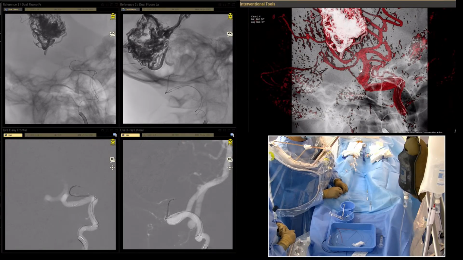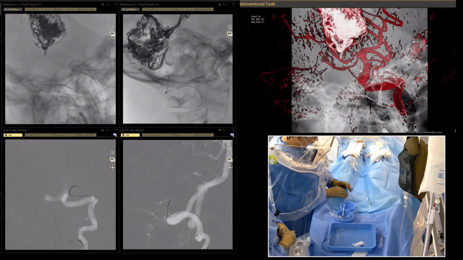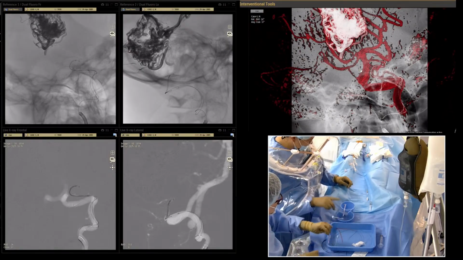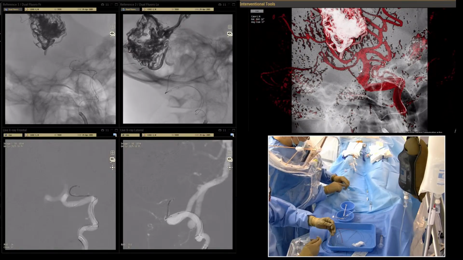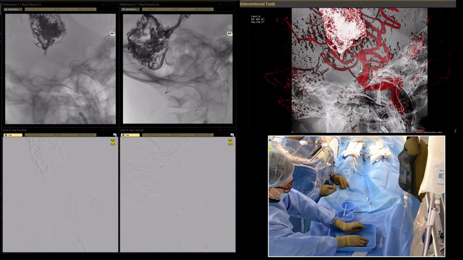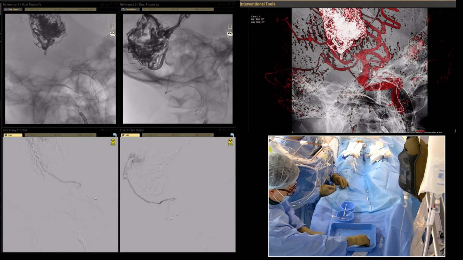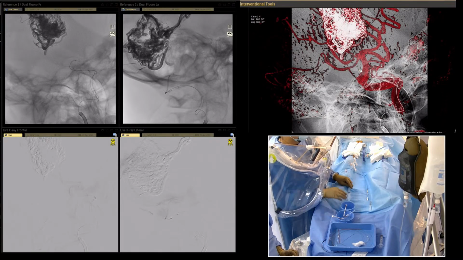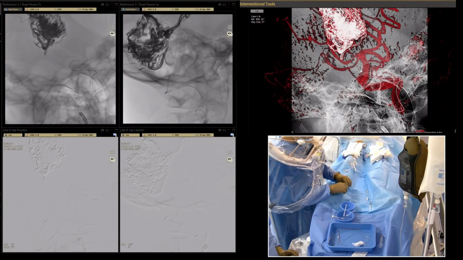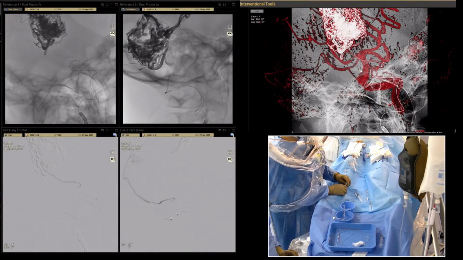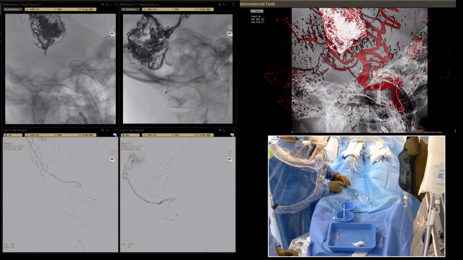Okay, there is a branch coming. Okay, let's change the angulation. Start a second. I hope we didn't... Yes, there is a small branch. It's not a perforation, it's a small branch going extra the wall. Okay.